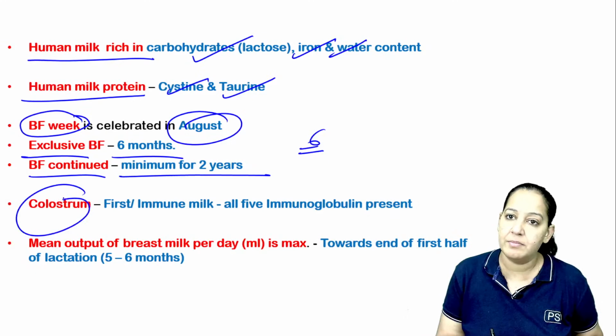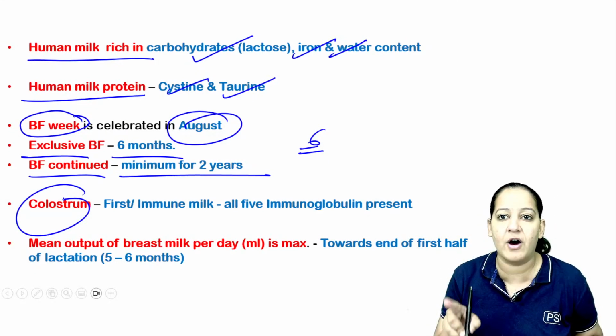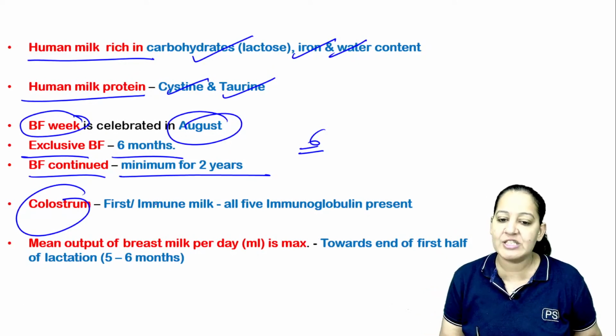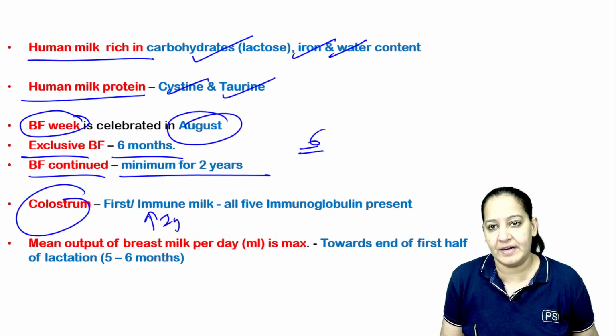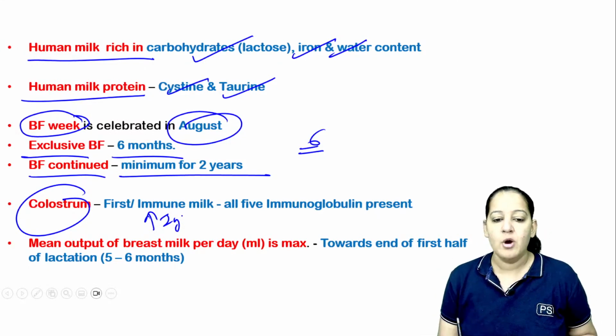Okay, what is colostrum? The first milk, whenever the baby is fed for the first time within half an hour or within 4 hours, the first milk contains high immunoglobulin content. It is thick, it is yellow, that is colostrum, ultra important for the baby. Okay, what is the mean output?